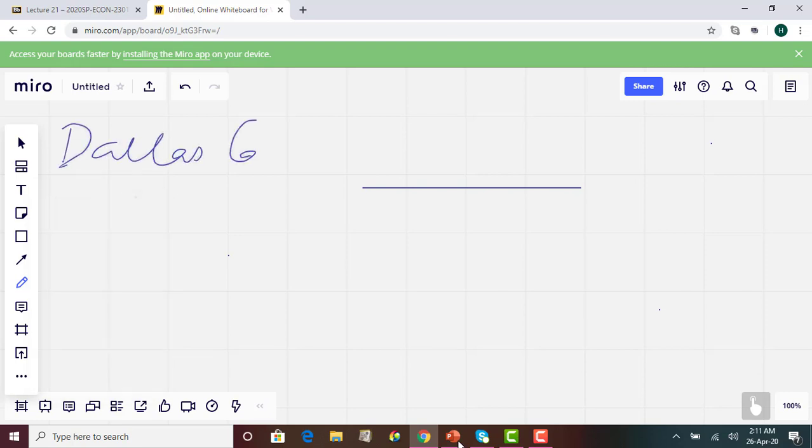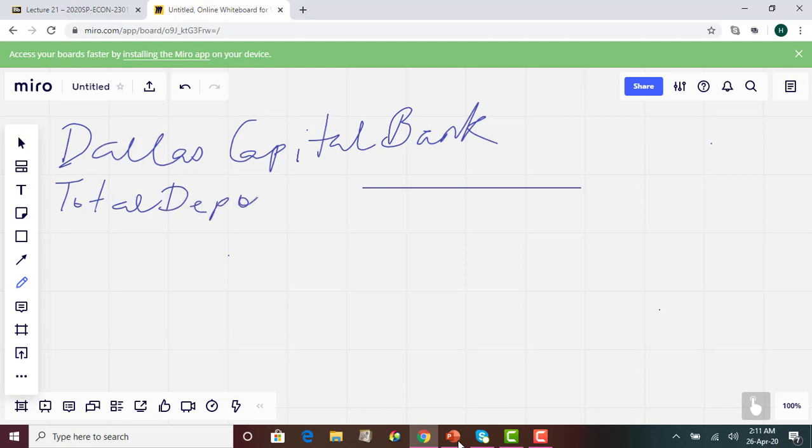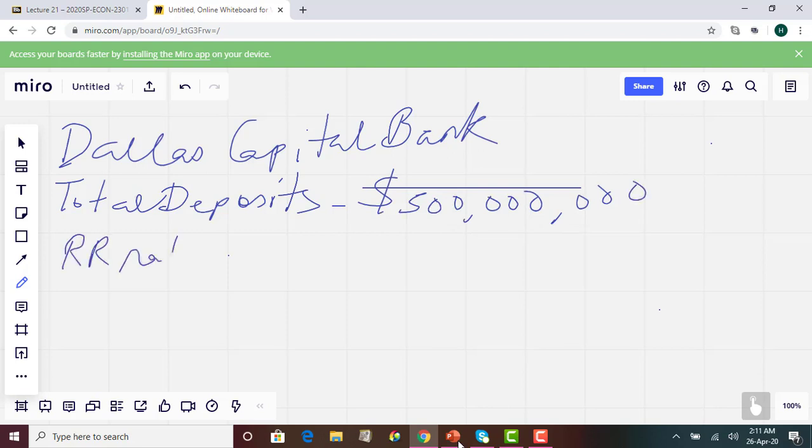That's a bank we have in Dallas, and we are given this information. Let's say the total deposits in all their accounts is equal to 500 million. Let's say the required reserve rate is 10%, that the Fed has decided to put on Dallas Capital Bank based on its size or function, and the type of bank.